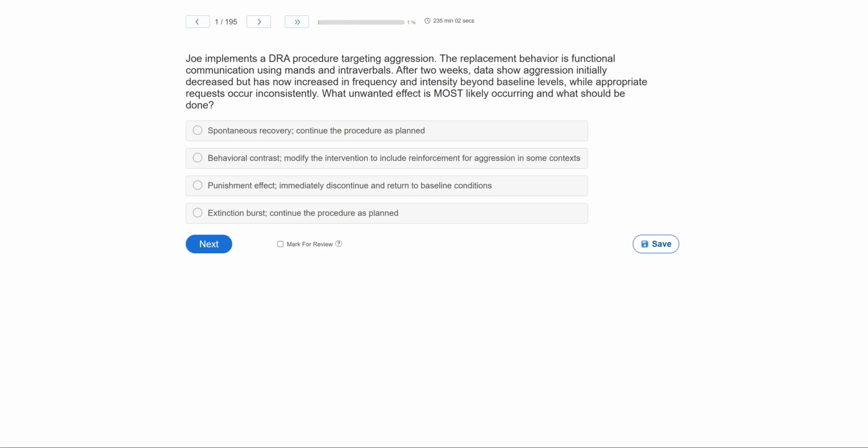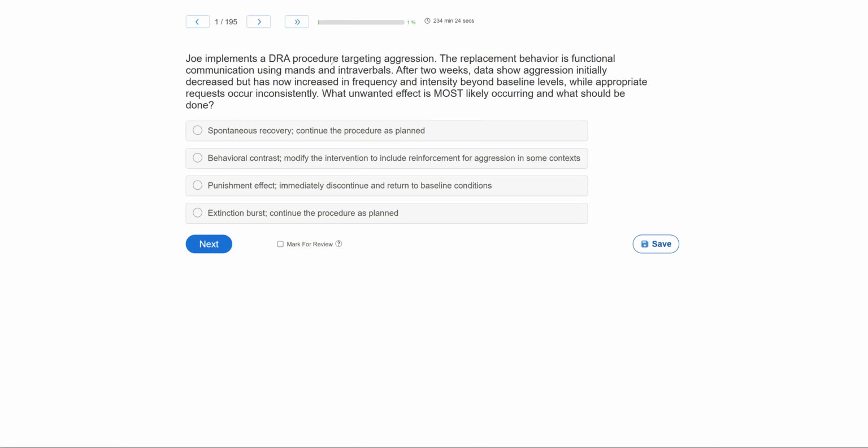After 2 weeks, data shows aggression has decreased initially, but now is increasing in frequency and intensity. Why might that be? Well, if we're using extinction, what can we expect? We can expect some sort of extinction burst, a temporary increase in that behavior that's being put on extinction. Also, appropriate requests occur inconsistently. That's also not unusual for a new replacement behavior. Remember, with differential reinforcement, we're not only putting a behavior on extinction, but we're working to reinforce and build up a new behavior. So this is not uncommon at all with DRA.